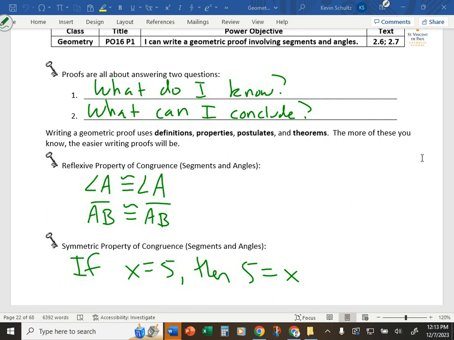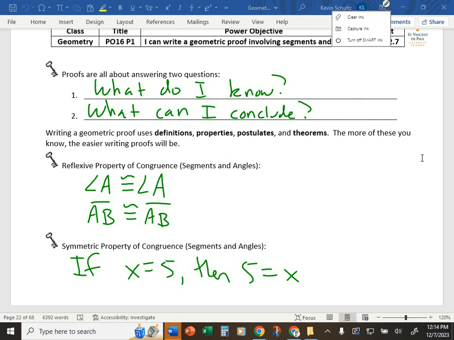Which is important because if you are told to prove in a statement that x equals 5, and the way that you solve it, you end up with 5 equals x, you've not completed the task. You need to then reverse that so that it says x equals 5. That's where we left off.